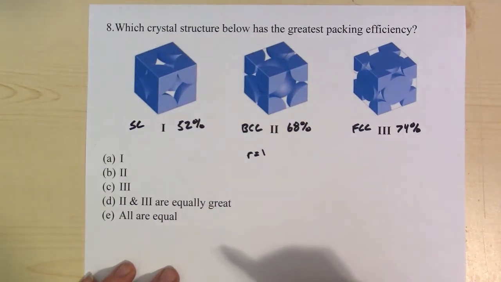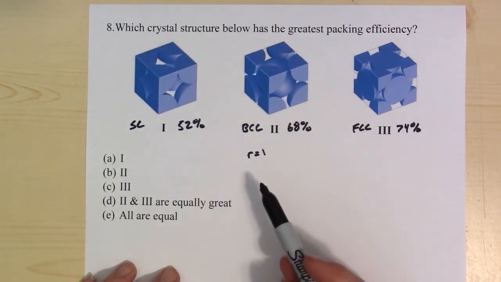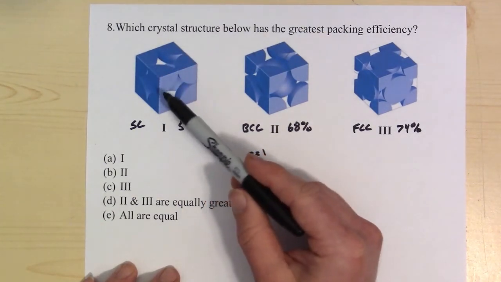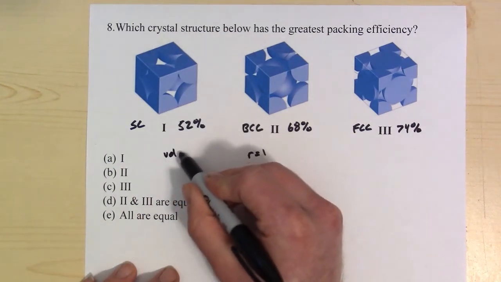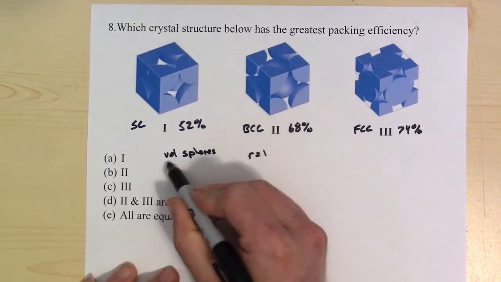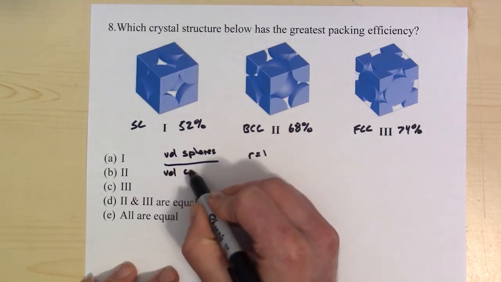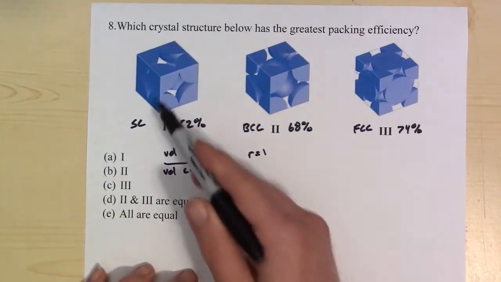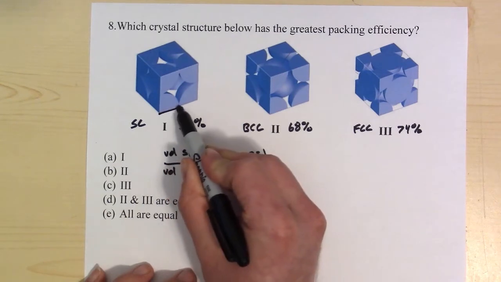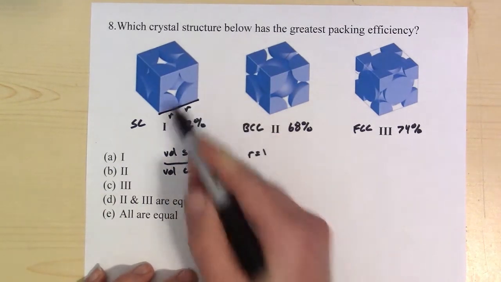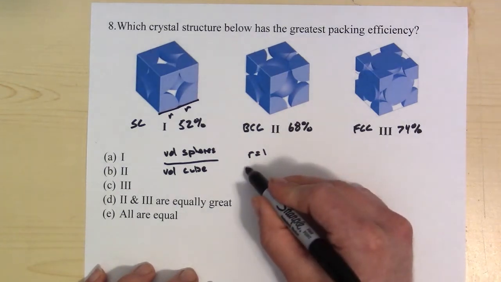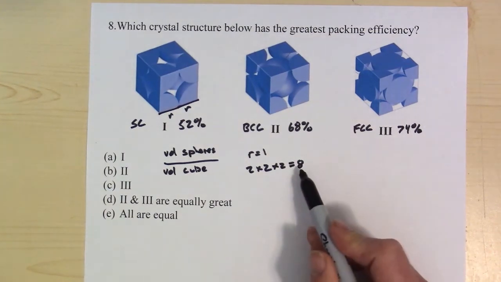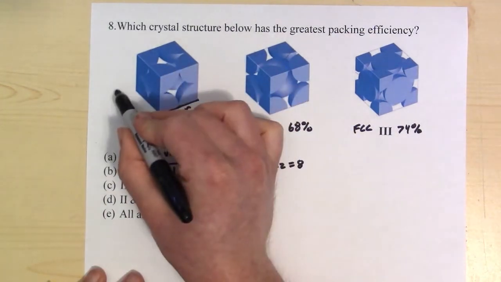We'll start with the simple cubic here. So in order to find the volume taken up by the spheres within this unit cell, we need to take the volume of the spheres and divide that by the volume of the cube. So if we first find the volume of the cube, in this case it's easy. There's 2 radii along each edge, so that's going to be 2 times 2 times 2. So there our volume for the cube is going to be 8.